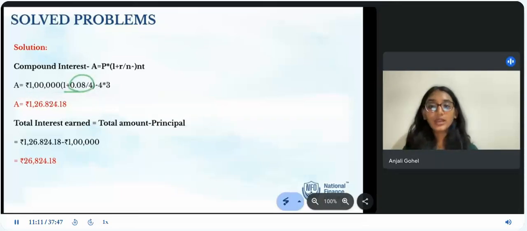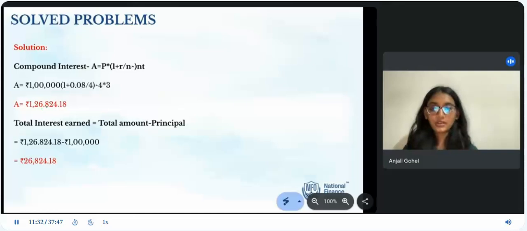Divide that by the number of times it is being compounded, which is 4, to the power of 4 into 3, which would be 12. So at the end of 3 years, you would have around 1,26,824 rupees. Okay, so 1 lakh will become 1,26,000 within the span of 3 years.